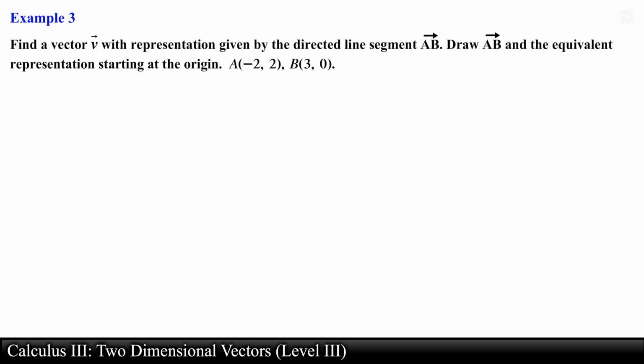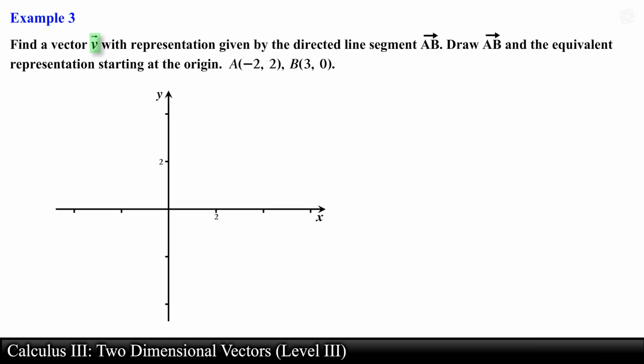Alright, let's try the next example. Find a vector v with representation given by the directed line segment AB. Draw AB and the equivalent representation starting at the origin. Point A is -2, 2, and point B is 3, 0. Similar to the previous example, we're asked to find a vector v that is represented by the directed line segment with initial point A and terminal point B.